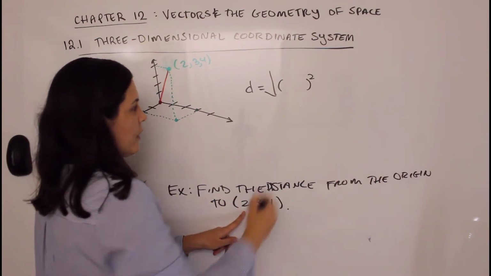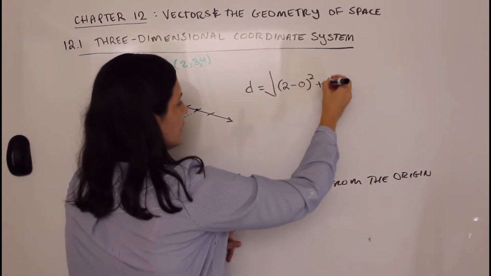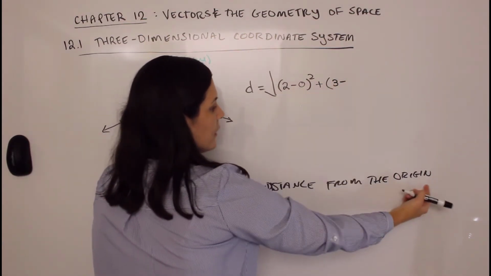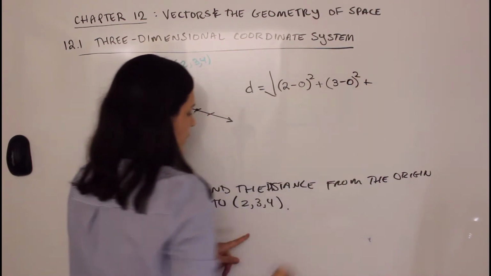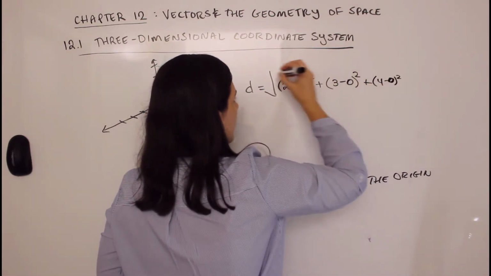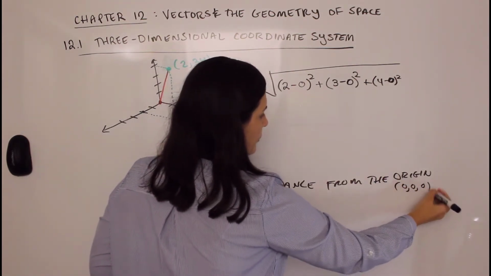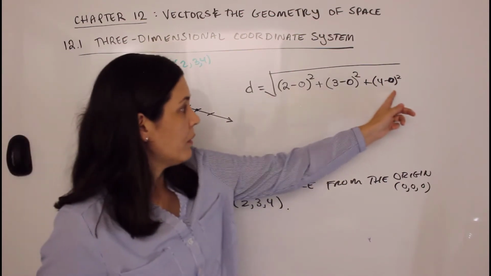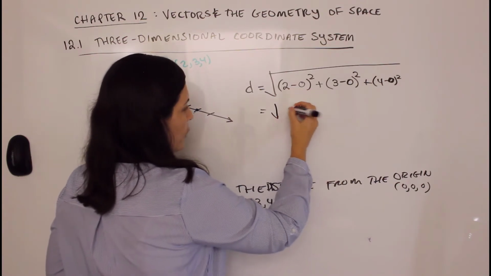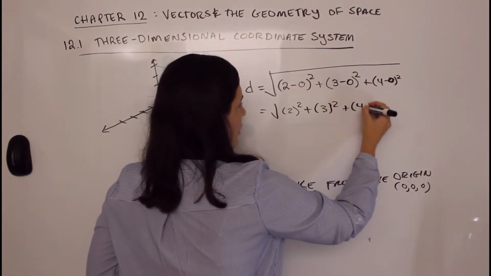The distance between the x values, so 2 from our one point and 0 from the other one, squared, plus the distance from the y values, 3 minus 0, squared, plus the distance of the z values, 4 minus 0 squared. Because the origin in 3 dimensions is just 0, 0, 0. So that's what I was saying. You can skip this step because when you subtract 0, it doesn't change anything. So you could just go right here. You could say 2 squared plus 3 squared plus 4 squared.